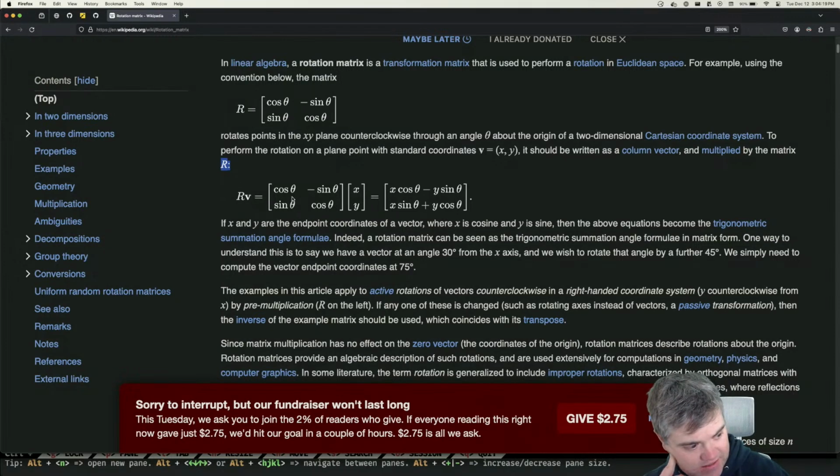R is that 2x2 matrix. Okay, so R is the entire matrix. Oh, okay, I see. R is the matrix itself. And these would be the x and y coordinates? Or would these be the x and y coordinates?